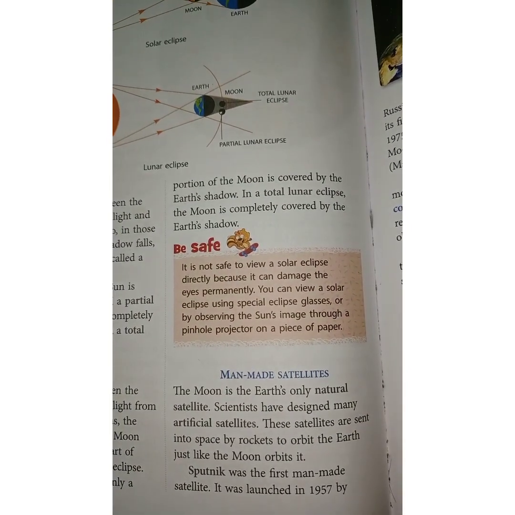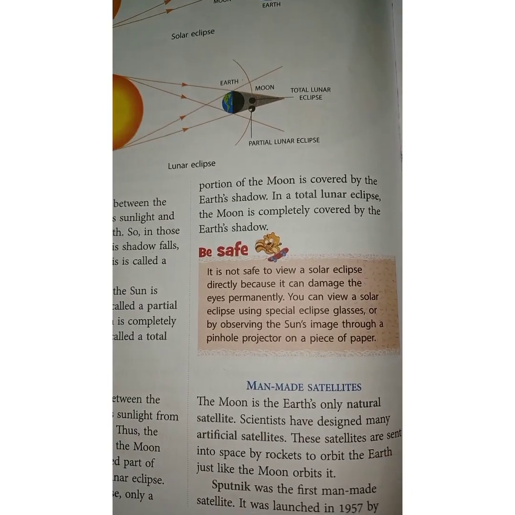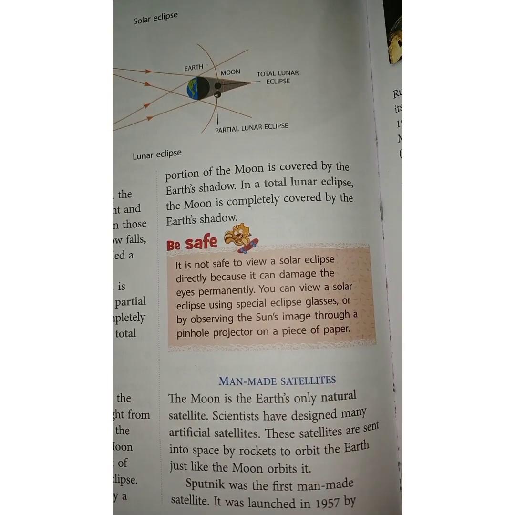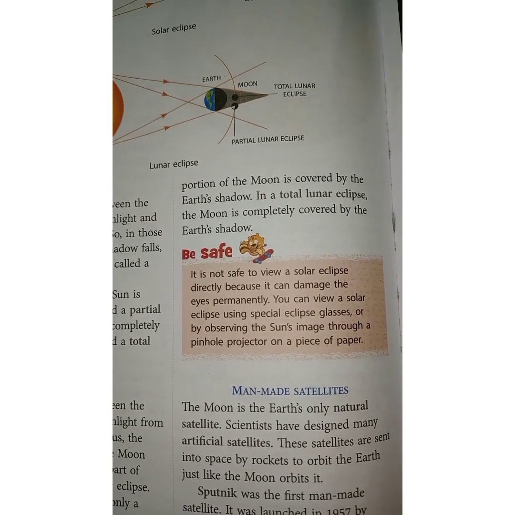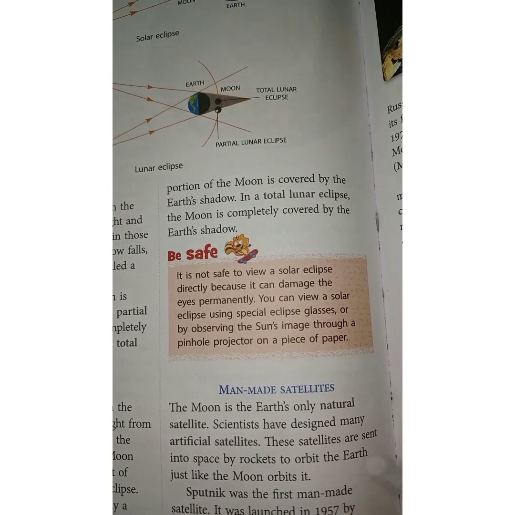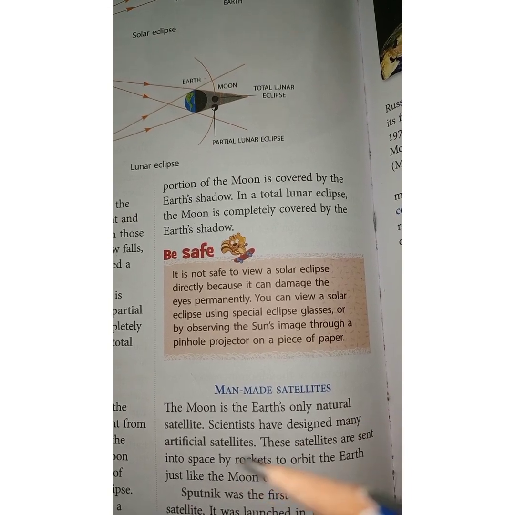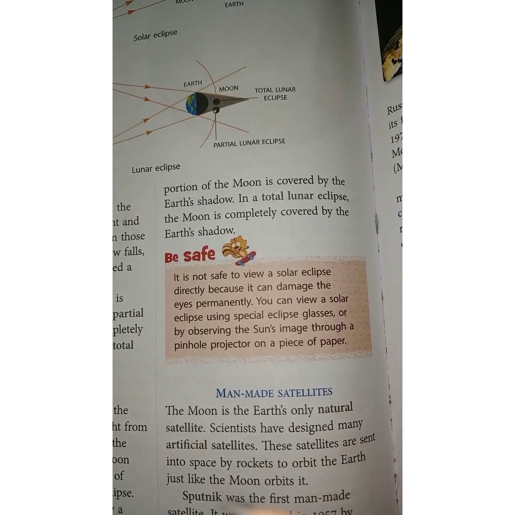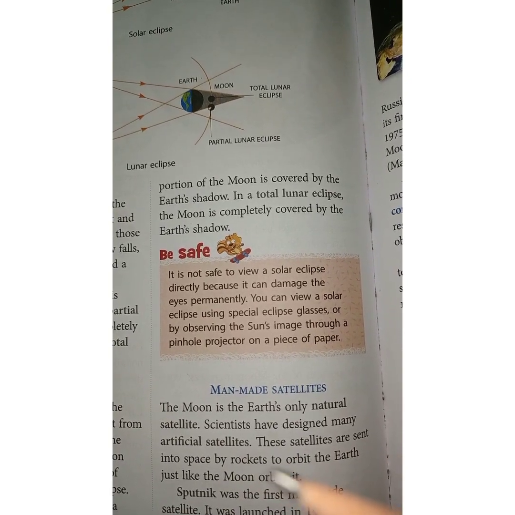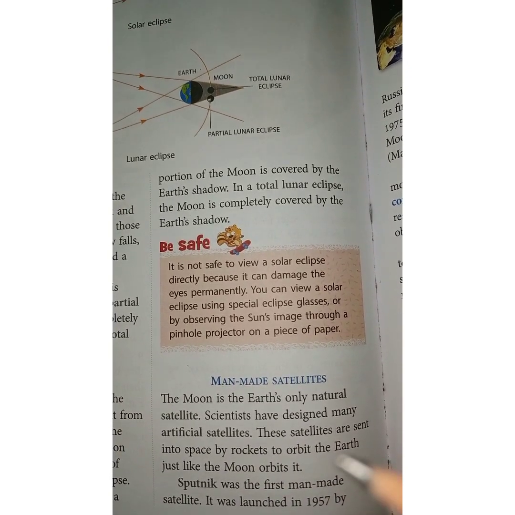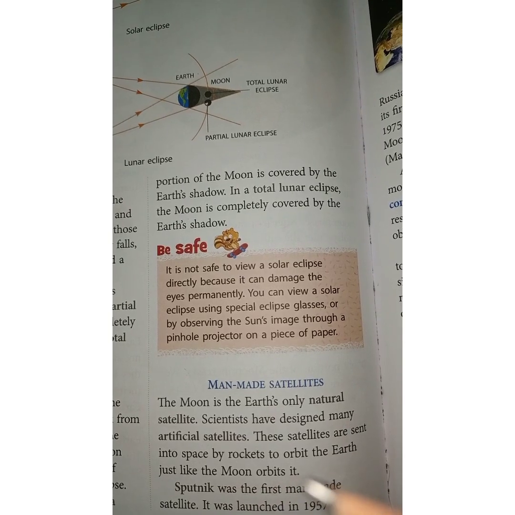So let us look into man-made satellites. The moon is the Earth's only natural satellite. Scientists have designed many artificial satellites. These satellites are sent into space by rocket to orbit the Earth just like the moon orbits it.